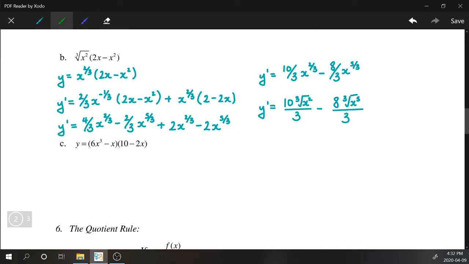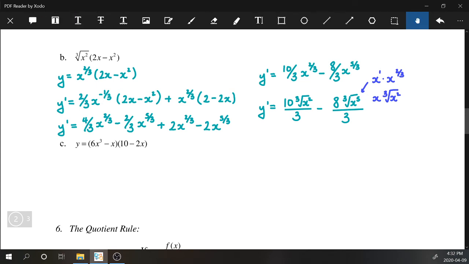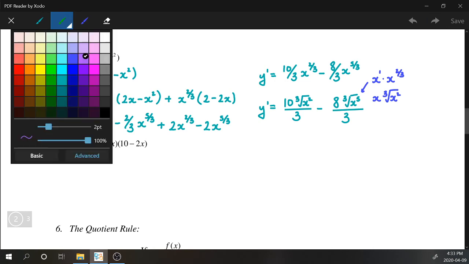Now, in some textbooks, they will not write the term like this. They will actually rewrite it as x times x to the 2/3, right? And then they will write this as x and then the cube root of x squared. So that's a possibility as well. But either way, so long as you took the derivative and your exponents are correct, then you're going to be okay.